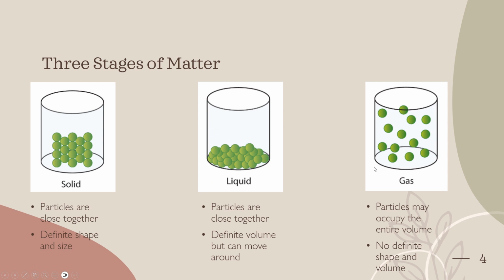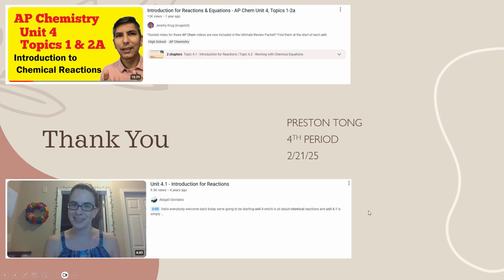Next is the gas. The gas is free to move, so the particles are everywhere. So the particles could occupy the entire volume, which means that it could be over here, like anywhere in the container. And there's no definite shape or volume for the gas. That's all for Unit 4.1.